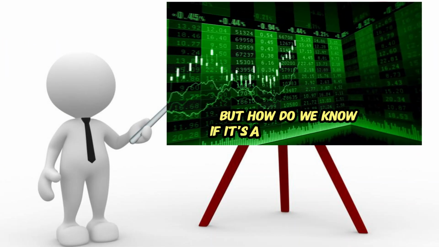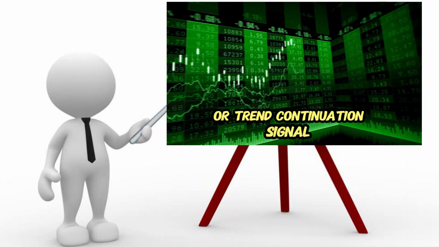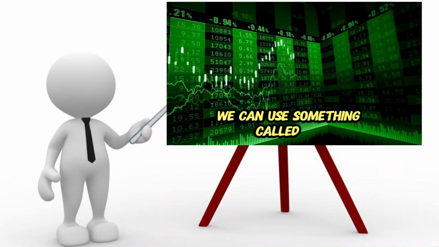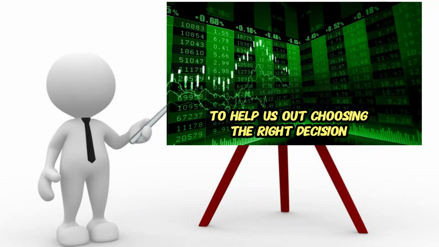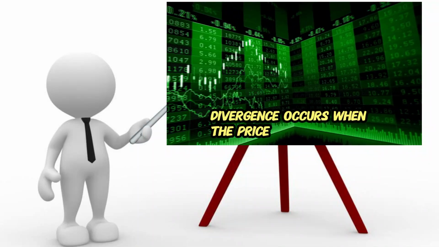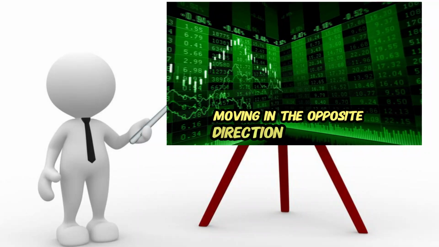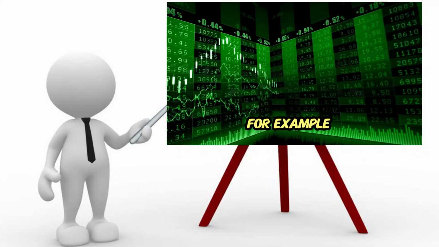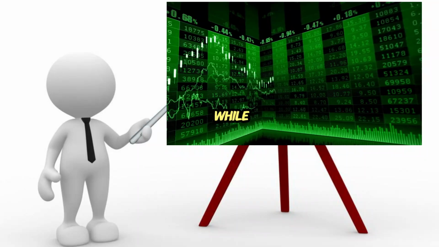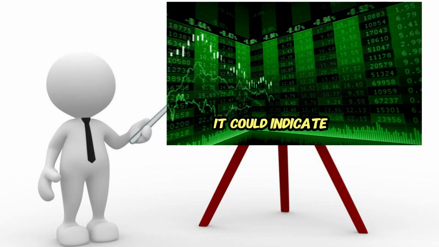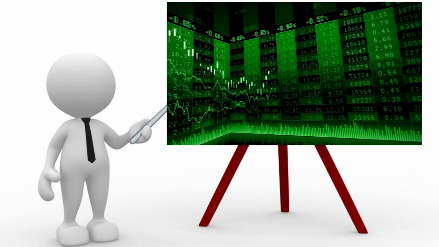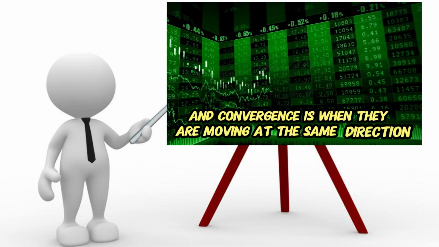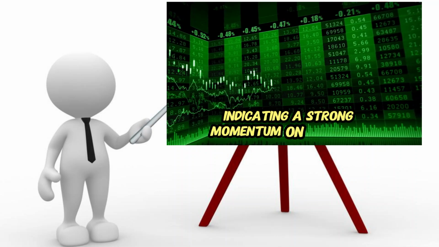But how do we know if it's a trend reversal or trend continuation signal? We can use something called RSI divergence and convergence to help us choose the right decision. Divergence occurs when the price of an asset is moving in the opposite direction of the RSI. For example, if the price is making higher highs while the RSI is making lower highs, it could indicate that the upward trend is losing momentum and a price drop may be coming. And convergence is when they are moving in the same direction, indicating a strong momentum on the price.